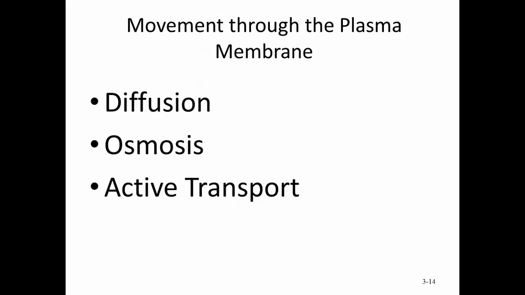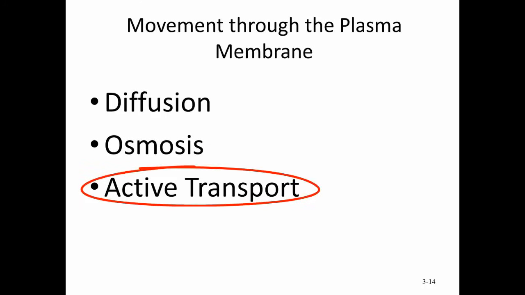Okay, movement through a plasma membrane. We have diffusion, osmosis, and active transport. Now, diffusion and osmosis are passive. That means there is no energy applied. There's no ATP needed. Batteries not included. It doesn't take anything for this to happen. We're going to talk about how each of these works in just a little bit, but again, no energy is required. Active transport, however, needs the input of energy. It needs ATP.